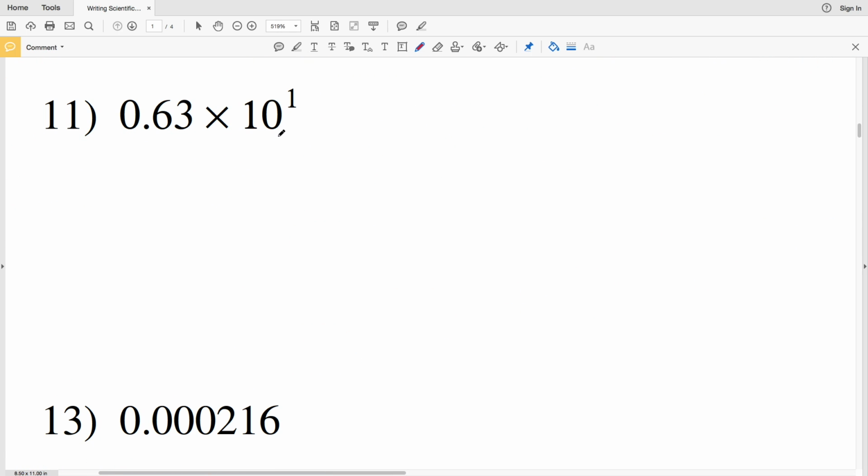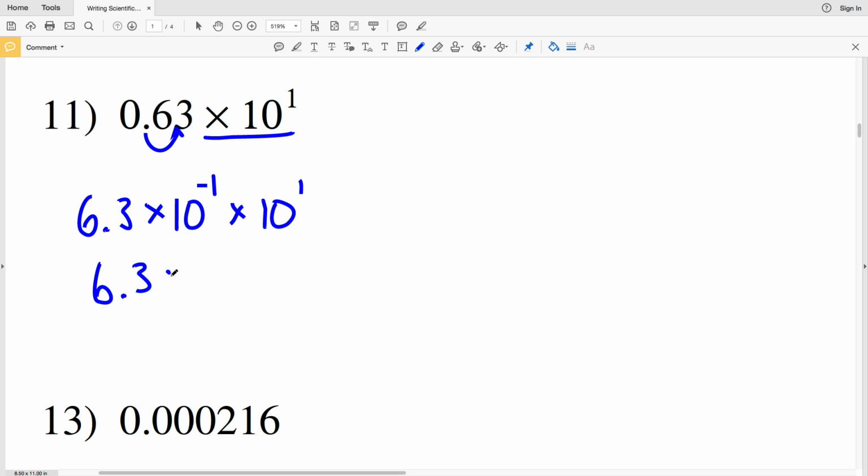For number 11, we have 0.63 times 10 to the first. And even though this looks like scientific notation since it's multiplied by 10 to some exponent, it's not. We need to move this decimal place over once in order to get the 6 in the ones place. So we'll have 6.3 times 10, and we moved it over to the right, so this will be times 10 to the negative 1, but we still have to multiply that by 10 to the positive 1. So we'll have 6.3 times 10 to the negative 1 plus positive 1, since we're adding those exponents. So that's 6.3 times 10 to the 0.